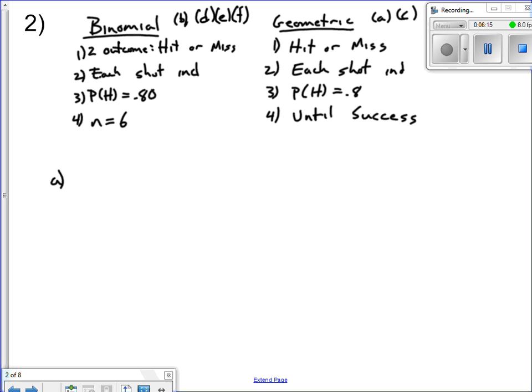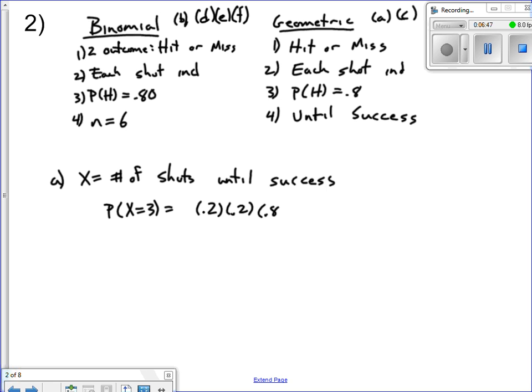So for A, I'm going to do A and C right here. So we're going to define X equals number of shots until success. So I'll do A and C together since they're both geometric. So for A, probability her first bullseye comes on the third arrow, X equals 3. Really, you could go to geometric PDF here if you wanted to. I think it's almost just as easy. That'd be a miss, followed by a hit, which is 0.032.